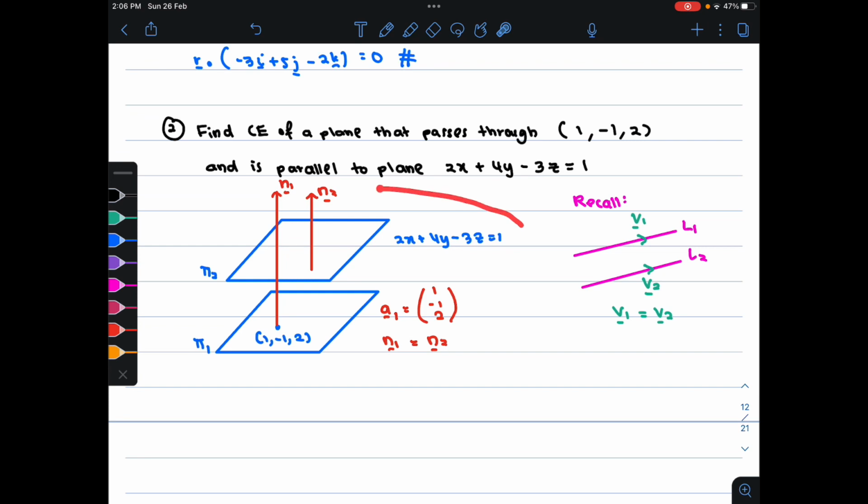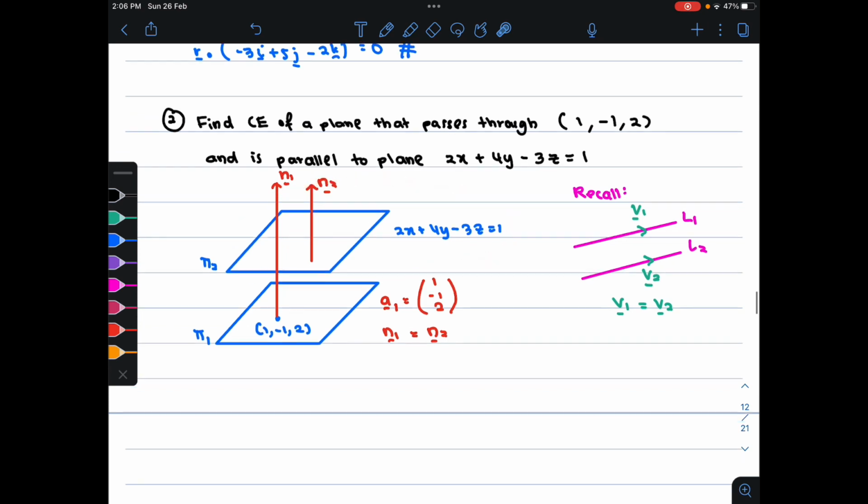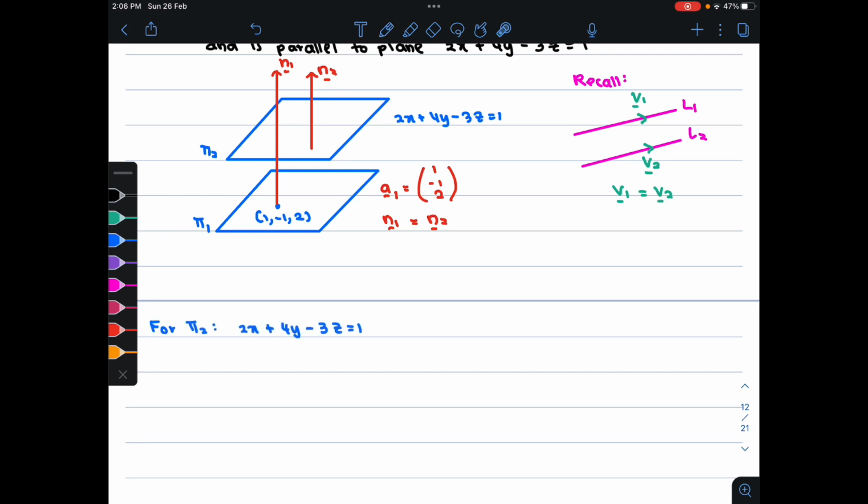So, I need to find n2 from the second plane. For a plane, just note that the coefficients of x, y, and z will be the normal vector. So, n2 is 2, 4, negative 3. And this is actually equal to n1. So now I can substitute n1 and a1 to find the equation of plane 1.